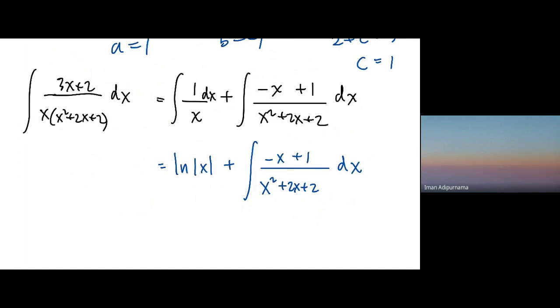Okay, now what can we do to solve this? It's a little bit tricky, but we can solve this with substitution. But it's a little bit tricky substitution. So the top one is minus x plus 1. The bottom one is x squared plus 2x plus 2.